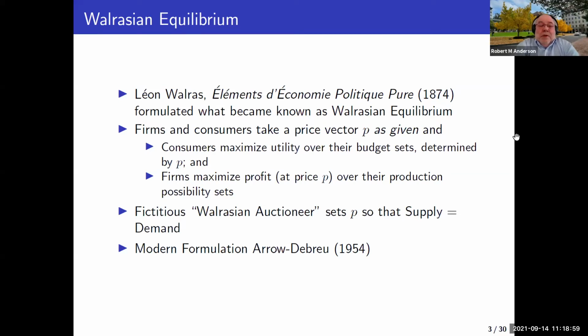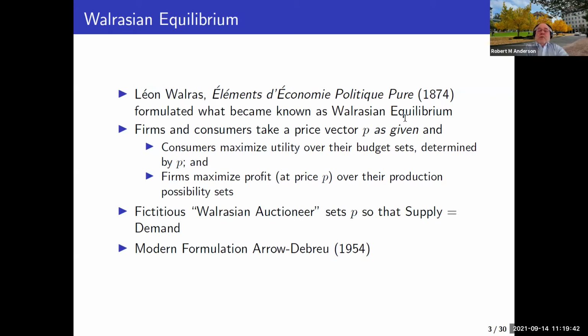So the basic equilibrium notion in general equilibrium is typically referred to as either Walrasian equilibrium, or sometimes using the more modern formulation Arrow-Debreu equilibrium. But this comes from a book by Walras, who is a French mathematician, 1874. And in it, the basic idea is that firms and consumers take a price vector P as given. So this is a vector which specifies the price in dollars or euros or whatever currency of all of the commodities.